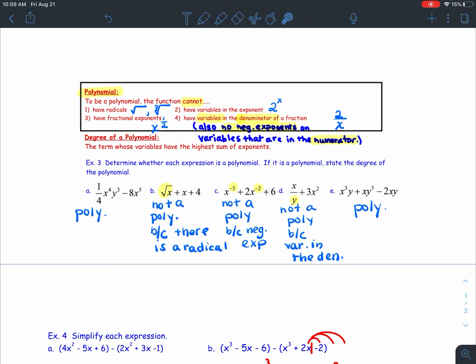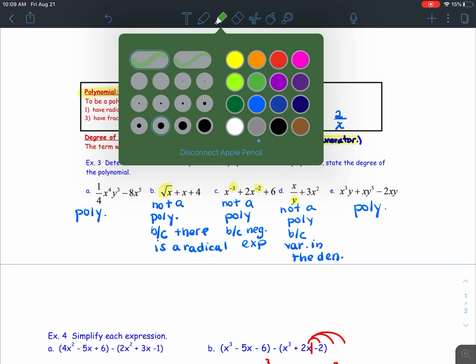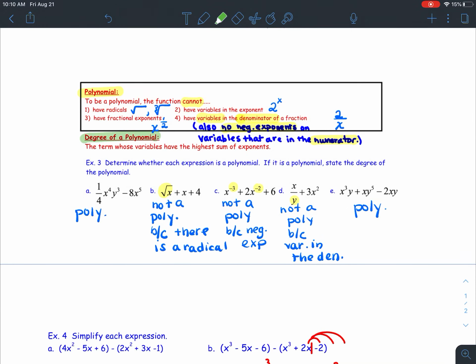And then there was a second part to the directions here. It said, if it is a polynomial, state the degree of the polynomial. Now, what is the degree of a polynomial? The degree of a polynomial is when you look at each term separately, and you take all the variables in that term and sum the exponents. Whichever term has the highest sum of the exponents on the variables, that sum, is the degree. Let me give you an example here.